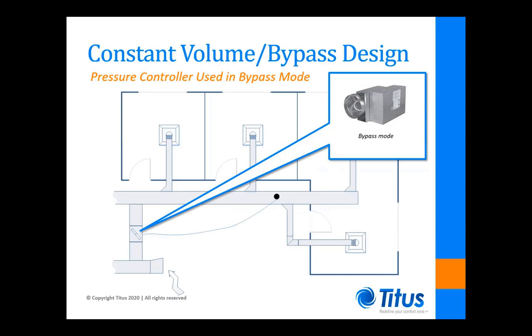The same type of unit can also be used as a pressure control bypass device. This is particularly useful for designing VAV diffusers into a constant volume system. As the VAV diffuser dampers start to close during low load conditions, the pressure control unit relieves the excess air pressure into the return duct.